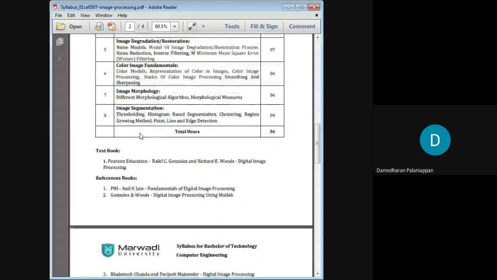The pictures I'm displaying to you are taken from the book called Digital Image Processing, written by Richard E. Woods. The publisher is Pearson Education. The images I'm showing to you are taken from this book called Digital Image Processing.